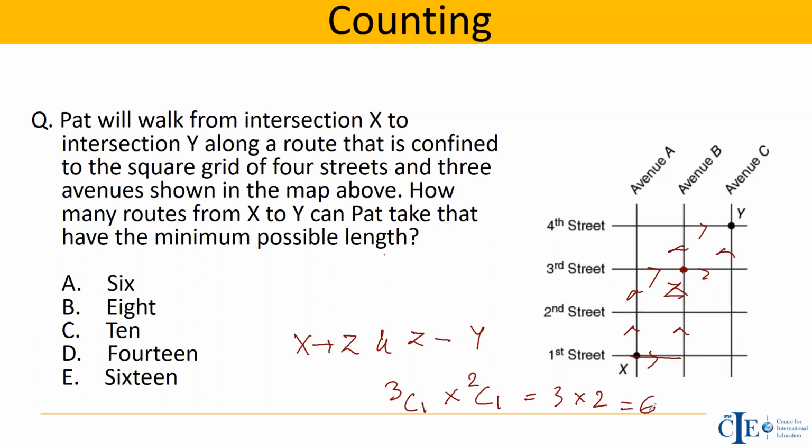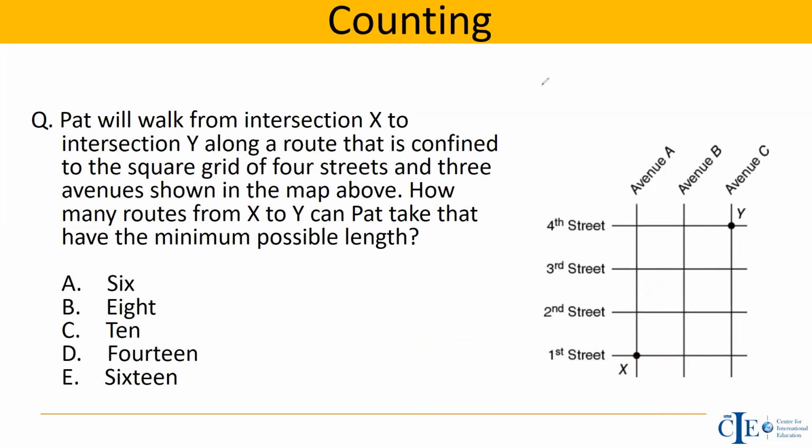So in how many shortest ways can he travel from X to Z, where he has 3 units to travel, out of which it's 2 rows and 1 column. So 3C1 or 3C2. Similarly, Z to Y, 1 row, 1 column, so 2C1, which would be 2. So 3 into 2, that would be 6. Okay, so you can break it into that.